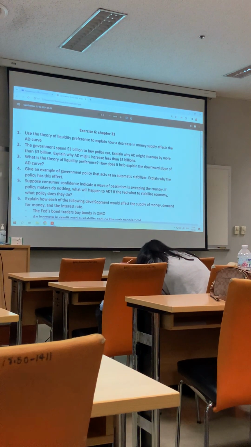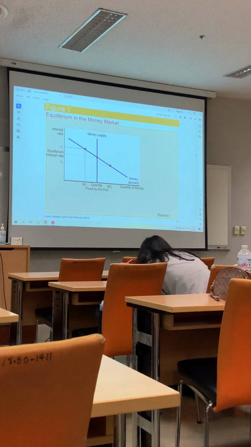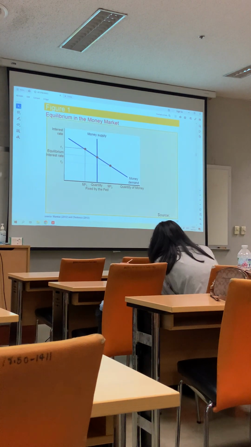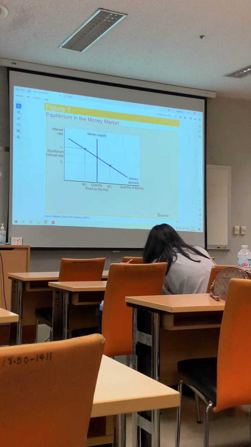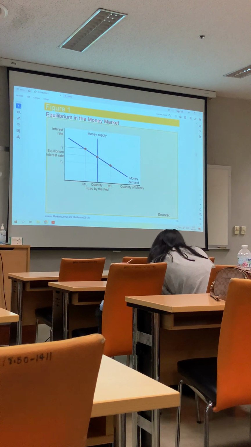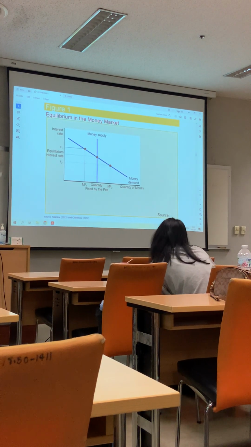How does it explain the downward AD slope? It's very simple: it is explained by the speculative motive of holding money, because that type of holding money depends on interest rate. Interest rate reduces, MD increases. Interest rate increases, MD reduces.